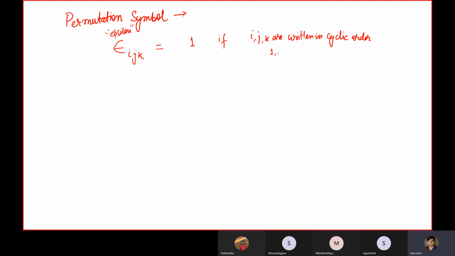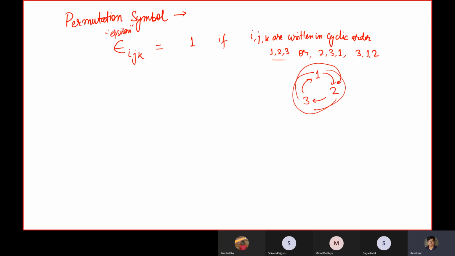That is, ijk is equal to 1, 2, 3 or 2, 3, 1 or 3, 1, 2. You can see there is a cyclic order. So 1 2 3, so either it is written 1 2 3 or 2 3 1 or 3 1 2, right?